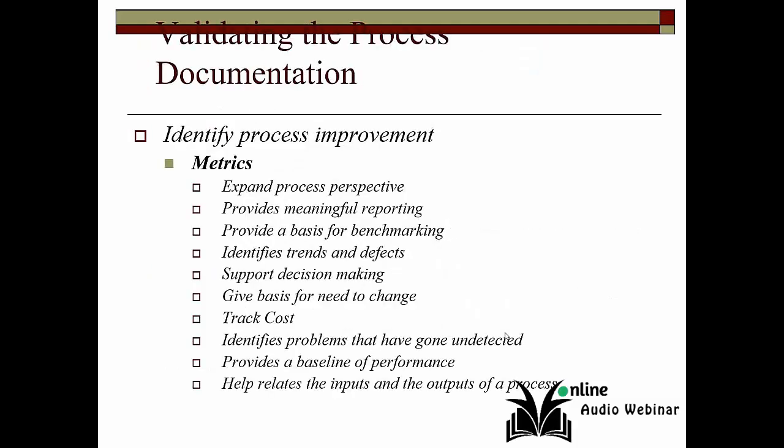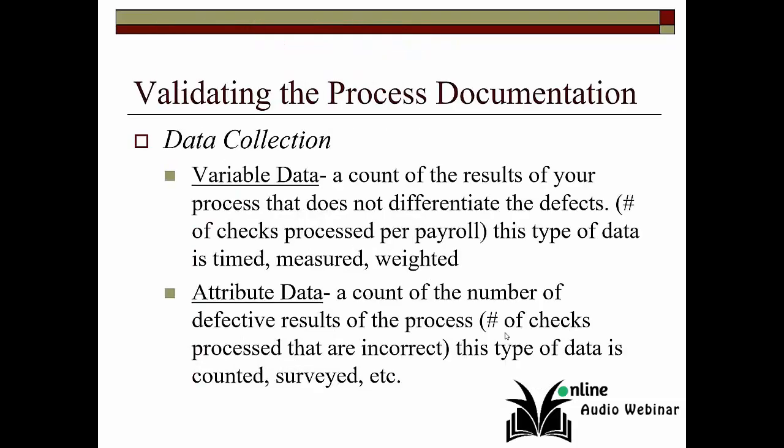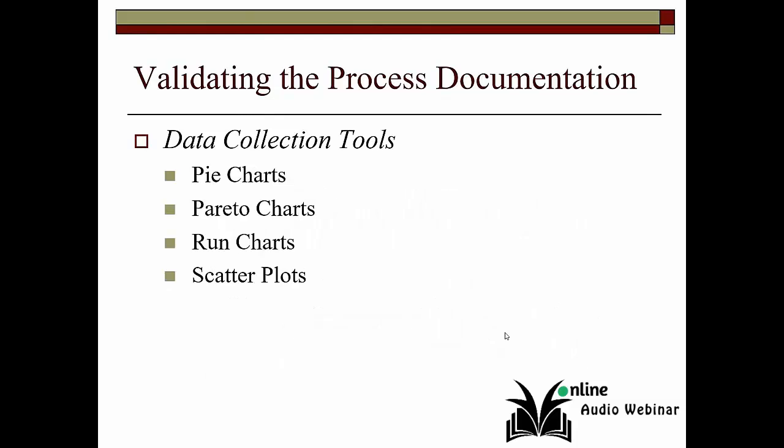Also, how do you validate your process? There are two different types of data that you can collect. Variable data, which is a count of the results of the process. Attribute data is a count of the number of defective results of the process. You can use these two pieces of data against each other as appropriate. Now, in the handout, I give you data collection tools.